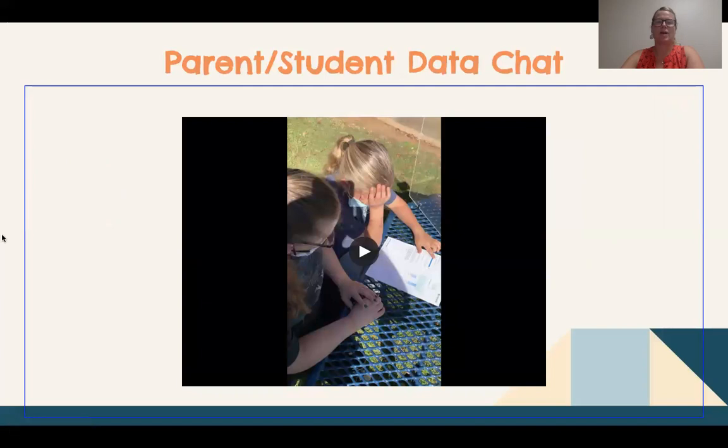I also have an example of a piece of the family teacher teams that you could do, which is a data chat with the child and their parent. So this is an example of what a data chat might look like. And you can see that they're talking about his iReady growth.